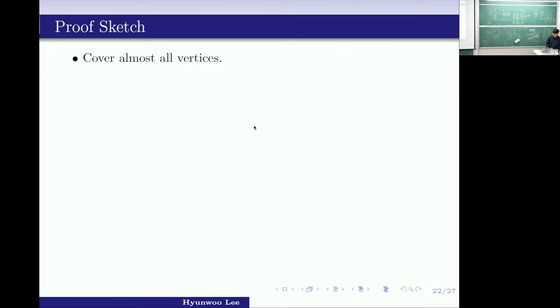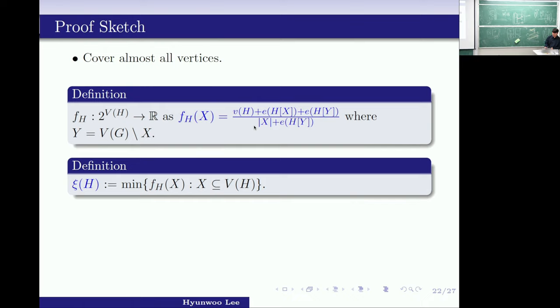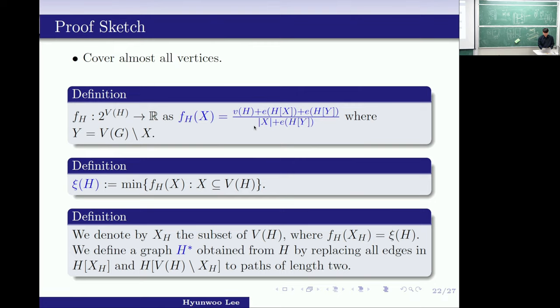So now we have to cover almost all vertices, and then we will absorb them. So in here, the space barrier appears again. Let me remind you of the definition of this psi H, which measures how unbalanced the bipartite subdivisions can be. Then by the definition of psi H, there exists a special graph H star, which is just this. So you can just consider that this H star is the most unbalanced bipartite subdivision of H. You can intuitively just think like that. So just keep in mind that this H star is the most unbalanced bipartite subdivision of H.